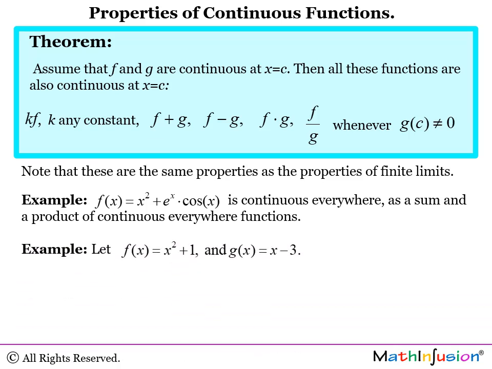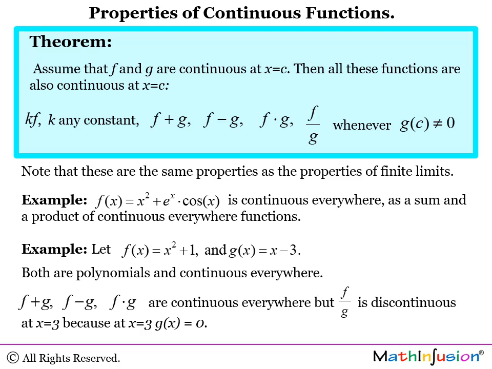Example, here is f and g. Now let's see what happens to the quotient. We know that each one of them is continuous everywhere because f and g are just polynomials. So even though the sum and the difference and the product are continuous everywhere, if you look at the ratio f over g, then because g of x is 0 where x equals 3, we get that f over g is discontinuous at x equals 3.